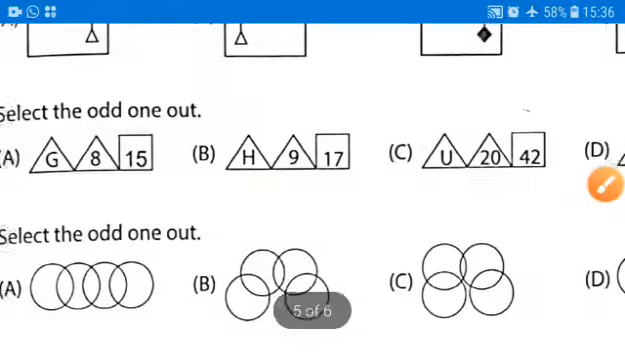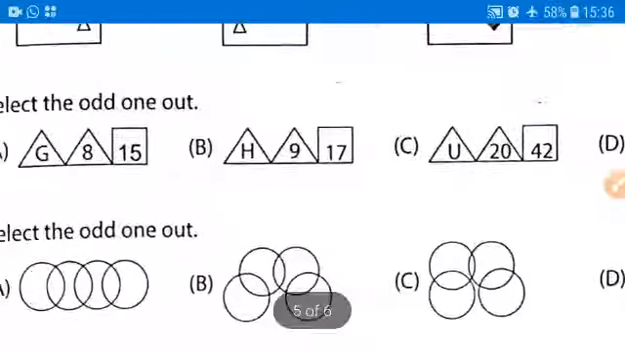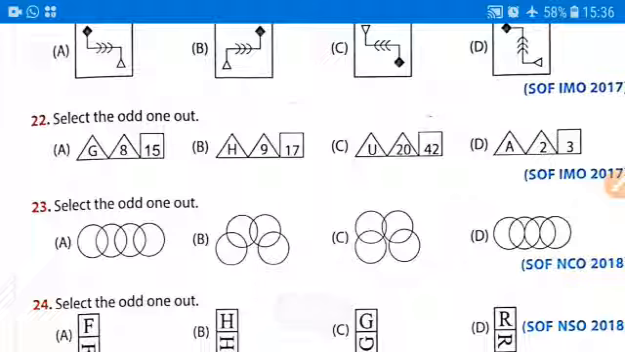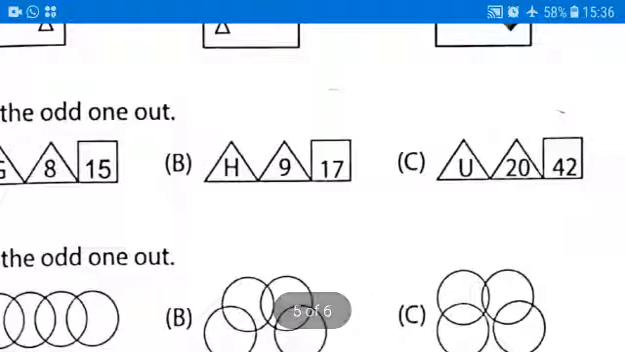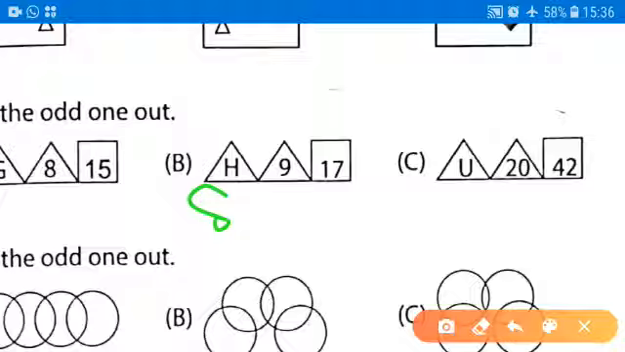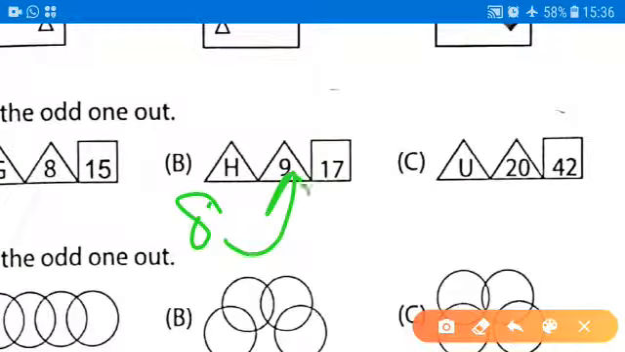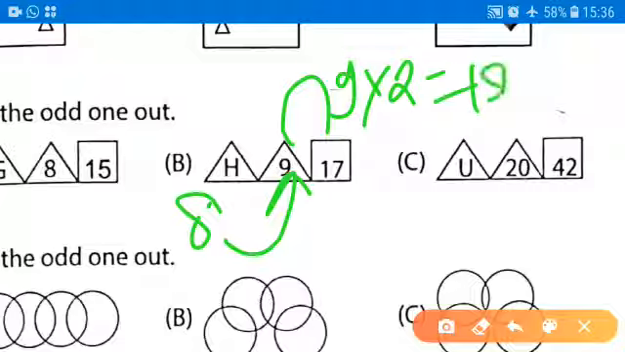So the same thing we will check. Is the same relation being followed by option number B or not? Let us check. In the same way we will find out the odd option out. Now H is the 8th alphabet. After it we have 9. Then 9 multiplied by 2 will be 18, minus 1 is 17. So it is also following.